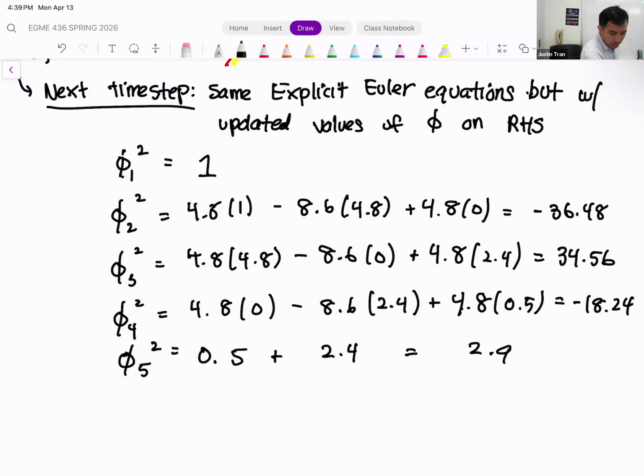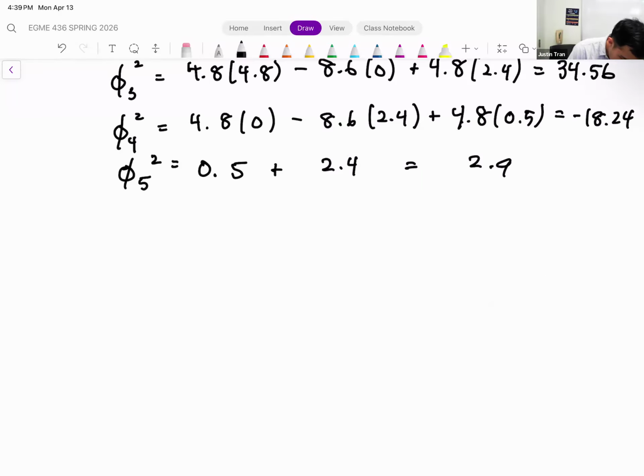Okay, good. All right, so for the second half of class today, let's start talking about implicit Euler, how we get that equation, and then let's start the next example for that. Okay, so next we have the implicit Euler method.